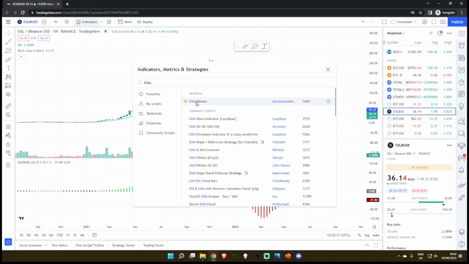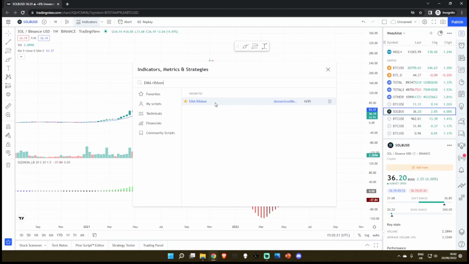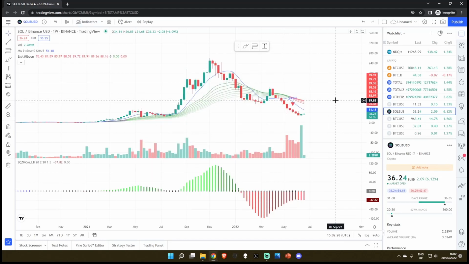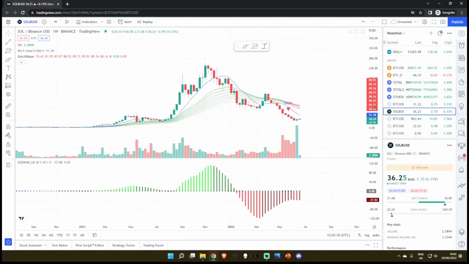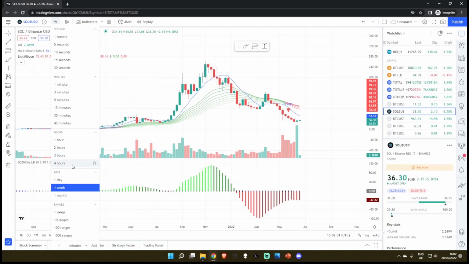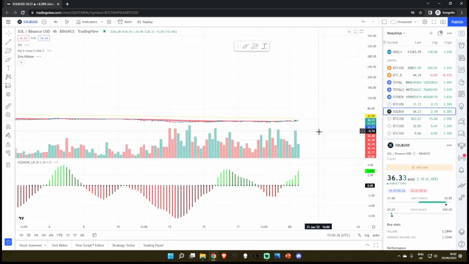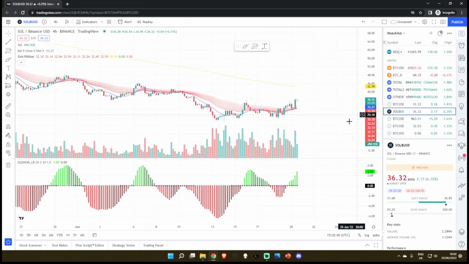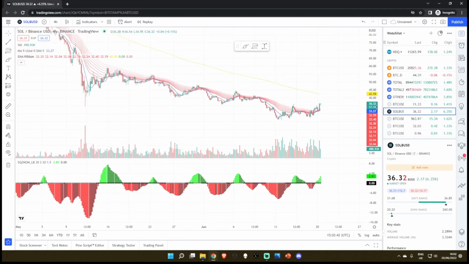If you type in EMA, it should be the first one that comes up, but if it doesn't, simply type in EMA ribbon, and it is this one here by someone called Domen. Now simply click on that, and we have everything we need to start off and learn how bunny hills work. There are a few caveats for bunny hills. Number one, they work best on the 4-hourly time frame, and I'm going to be teaching you the other caveats as we get later on into this video. I'll do it towards the end, but with that being said, let's jump right in.